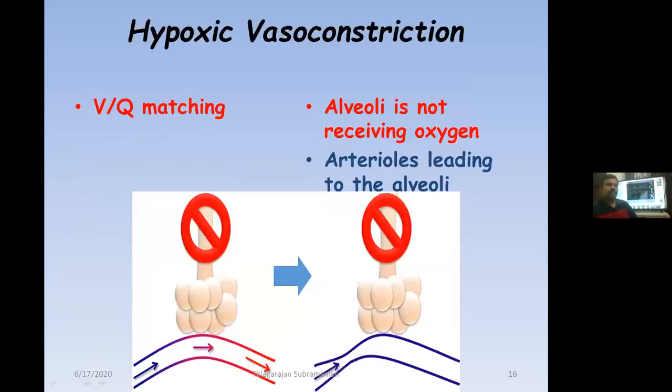This is another thing, hypoxic vasoconstriction. So what happens in response to the hypoxemic status? There will be chances of vasoconstriction, which helps in matching the ventilation and perfusion ratio, the V/Q matching. With hypoxic vasoconstriction, a cluster of alveoli which is not receiving oxygen causes the arteriole going to those alveoli to constrict and divert the blood away from this area. This situation is also possible in this case. I told you about derecruitment and recruitment.